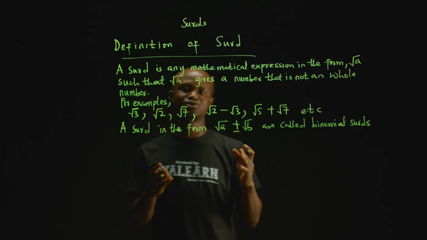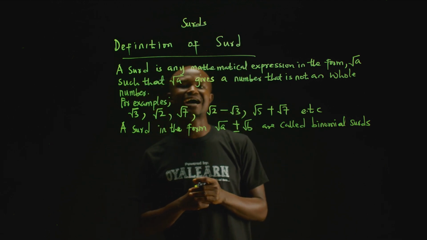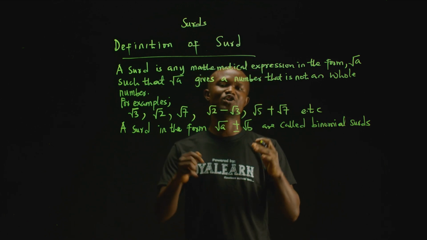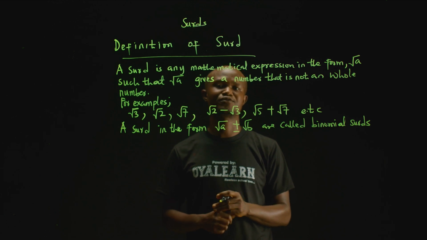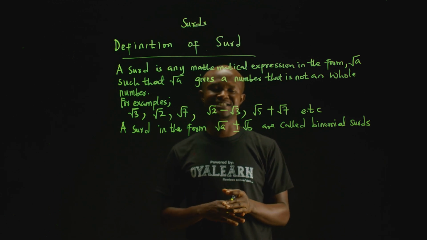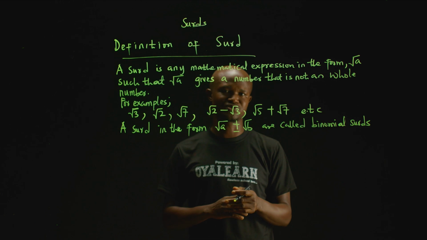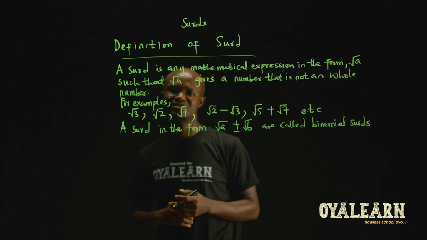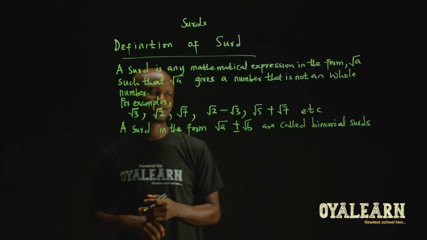You should also know that surds are basically examples of irrational numbers, because they cannot be expressed in the form c divided by d, such that d is not equal to 0. So a surd is not a rational number. Please take note of that.